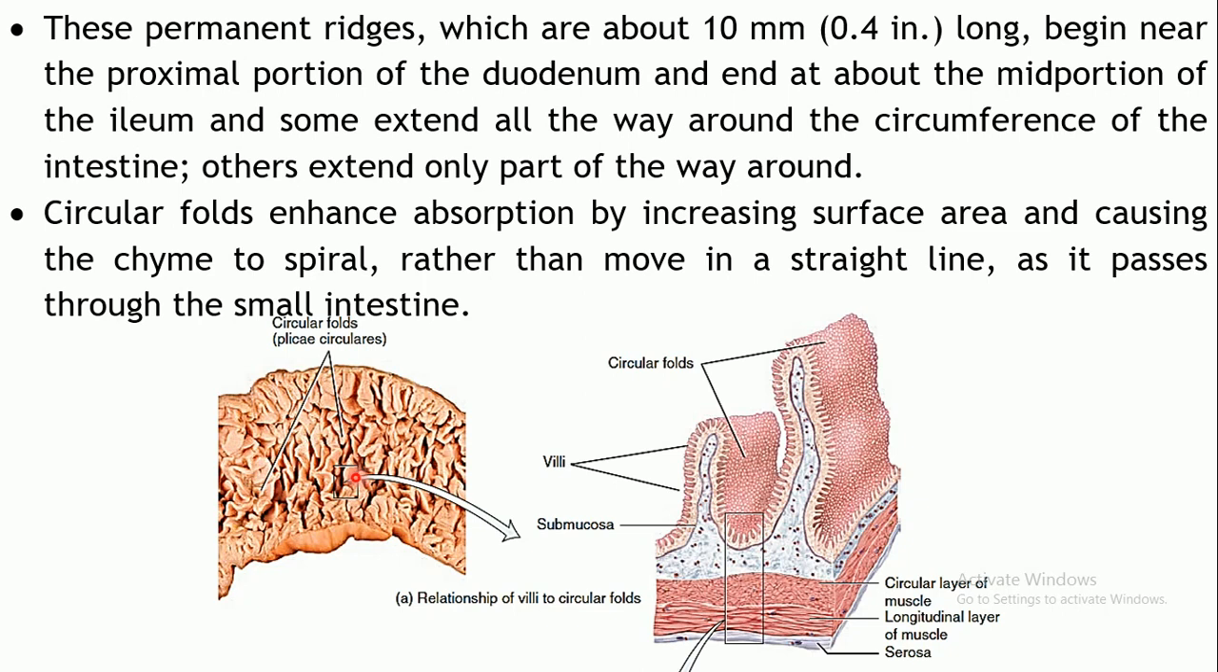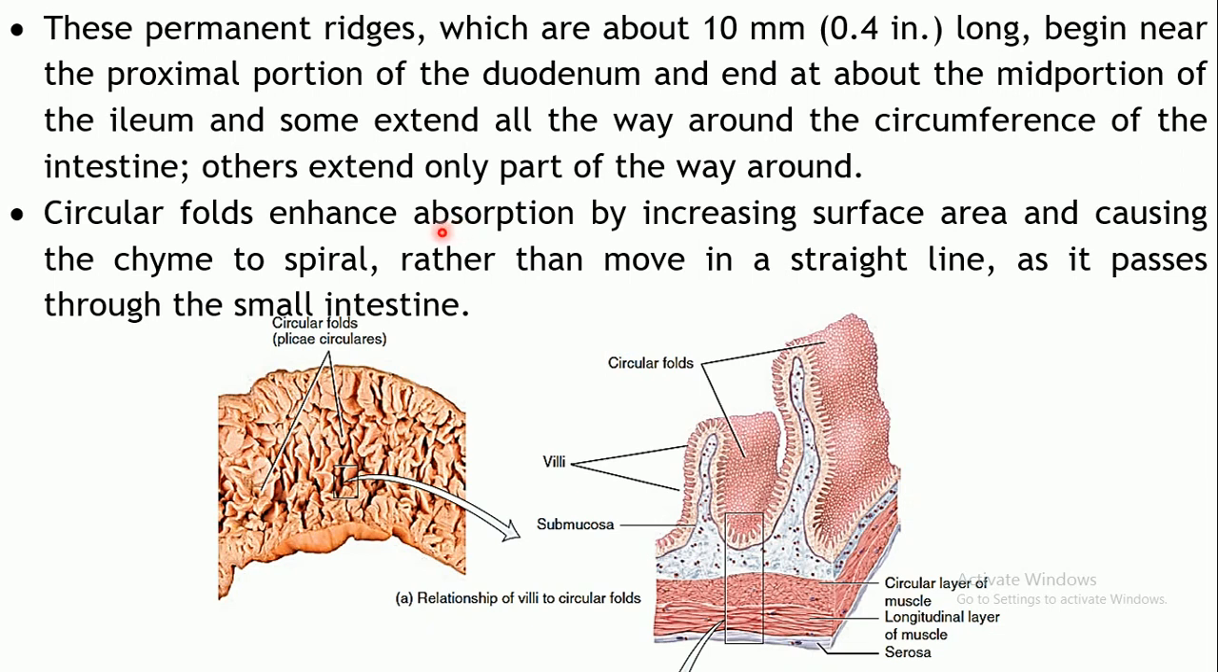Now why are these circular folds present? To enhance the absorption. They increase the surface area, right? Because the mucosa is placed in the form of folds. Imagine if it was straight, the surface area would have been less. So because of the presence of these folds, the surface area is further increased. So it will help in increasing the absorption by increasing the surface area.